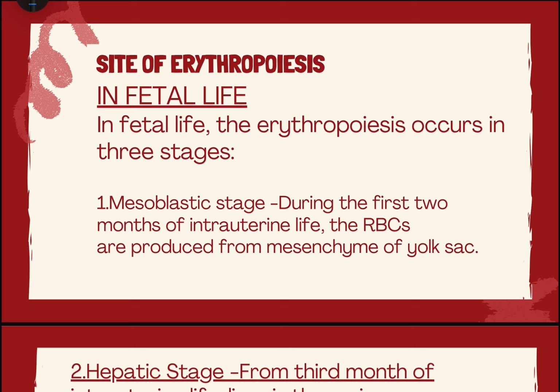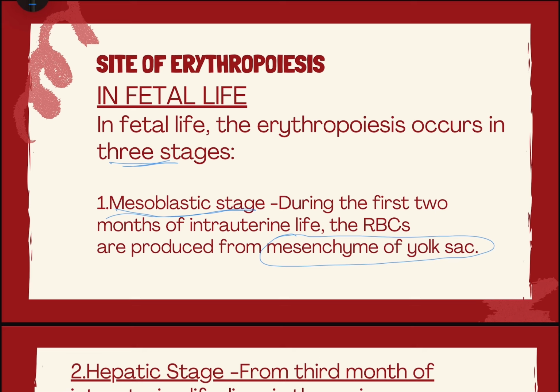In fetal life, erythropoiesis occurs in three stages. So, what are the three stages? Firstly, there is the mesoblastic stage. What happens in this stage is that during the first 2 months of intrauterine life, the RBCs are produced from the mesenchyme of the yolk sac.